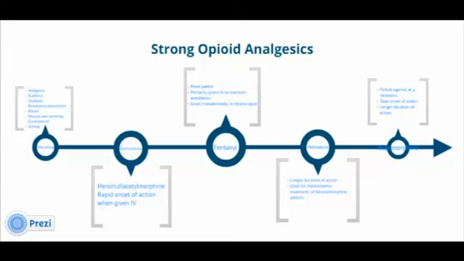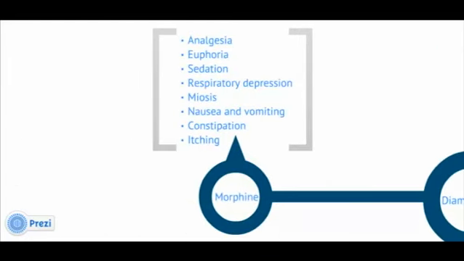Starting off with morphine, which produces the following effects: analgesia, euphoria, sedation, respiratory depression, miosis. The miosis primarily occurs due to third nerve stimulation, nausea and vomiting due to stimulation of the chemoreceptor trigger zone in the brain, and constipation primarily due to the effect of the drug on the nervous plexus in the gut, which inhibits gastric motility.